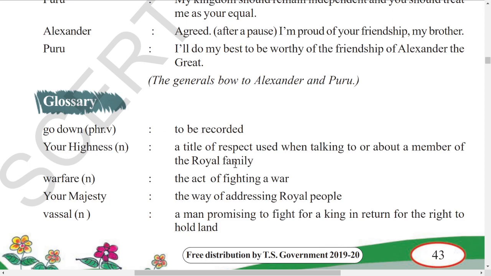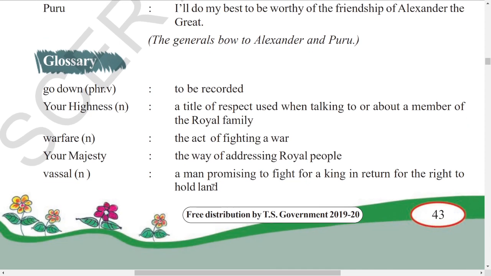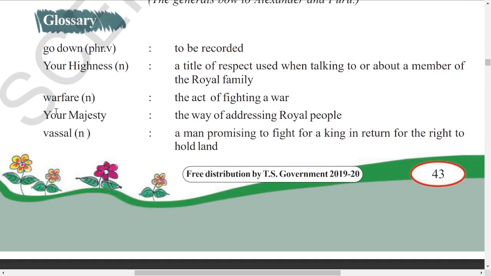Next one, Your Highness. This is the title you use to refer to a king, or when you want to talk to the king. Before you say anything, you use Your Highness. Next one, warfare is the act of fighting a war. The act, different techniques and all together, that is called the act of warfare. Next, Your Majesty is used when you address the royal people. So Your Highness and Your Majesty both are used to address royalty.